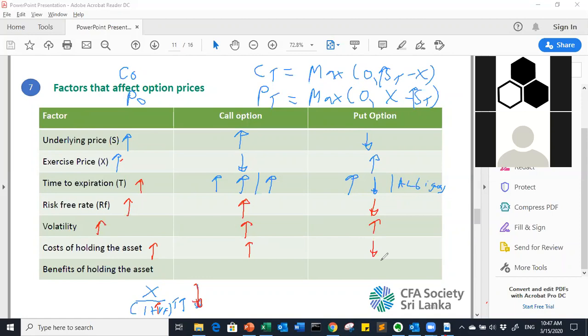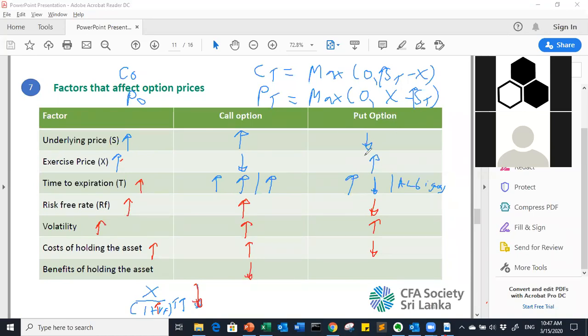Okay, the value might be less. In the case of the benefits of holding the asset, you can think maybe like a stock which is paying you dividends or things like that. In a situation like that, if you have the call option, you currently don't own the asset, so you don't get that benefit. So if the benefit of holding the asset is more, that means the value of that call option is going to be lower.